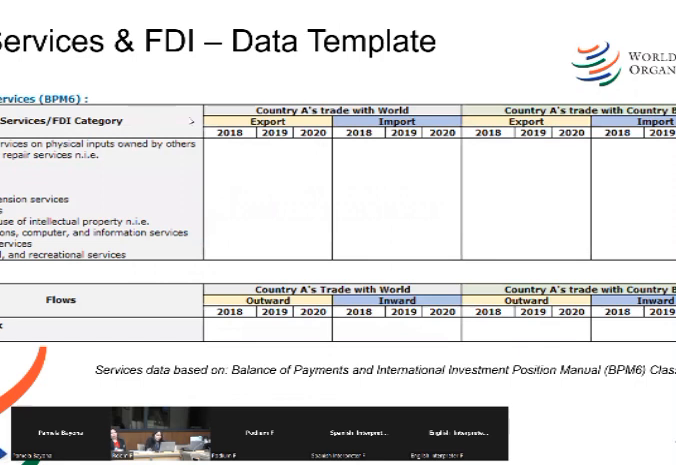And here now is the template for services and FDI, which is also provided as an Excel file. What is important here is that the data for services is provided using the balance of payments BPM6 classification of the IMF. And in this case, we take the 11 subcategories that we include in our factual presentations for the 3 years prior to entry into force, both for global data and bilateral data.